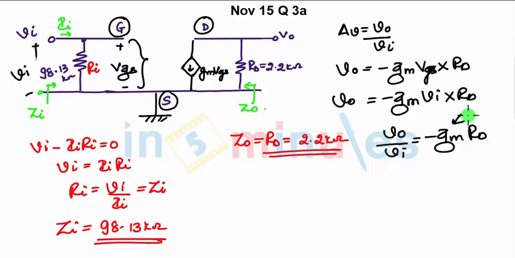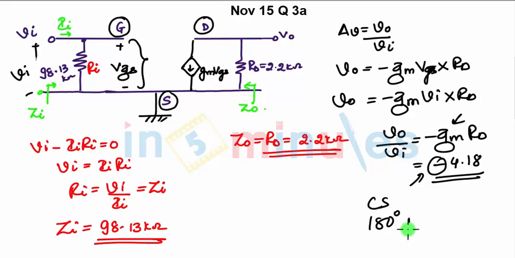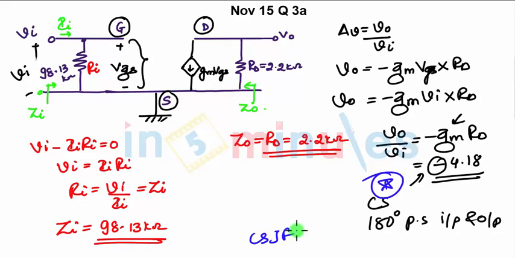So for this we have found the value of gm, and which will give you the voltage gain as minus 4.18. Why have I got this negative sign? Because it is common source. There is a 180-degree phase shift between input and output. So I have got the negative sign. So this is the most important point for the common source JFET and common emitter BJT: the voltage gain will have a negative sign. Right? This is how you need to solve the problem for 10 marks.